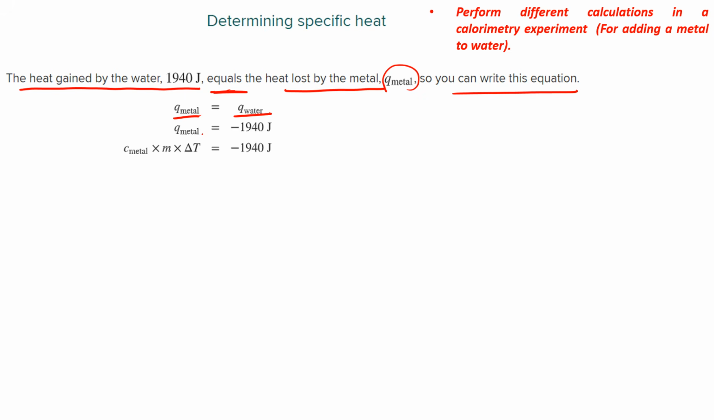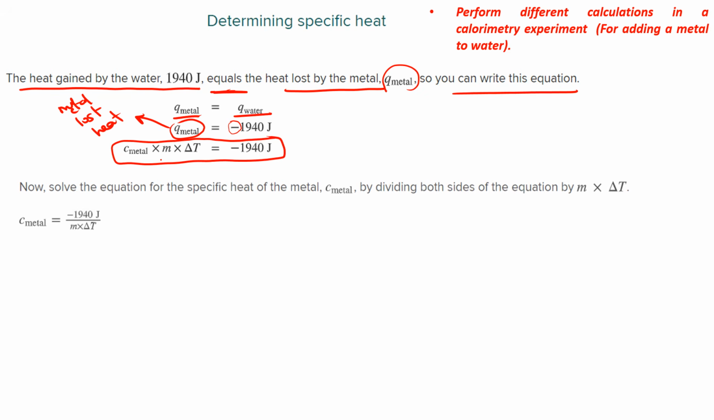So you can write this equation. Q of metal equals minus Q of water, and Q of metal is going to be negative. Why? Because the metal lost heat, so the sign is minus. Now you can write this equation. What we want from here is C, right? So we divide both sides by M times delta T. Which M are we talking about? We are talking about the M of the metal and the delta T of the metal, not water.